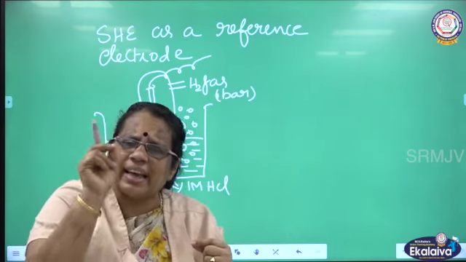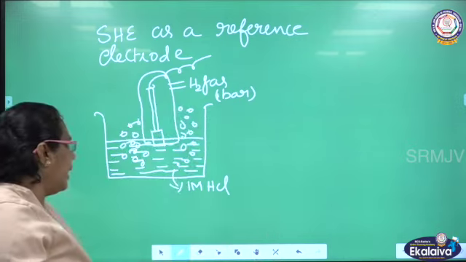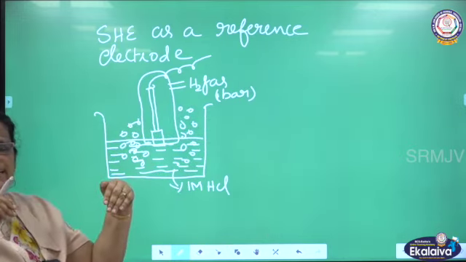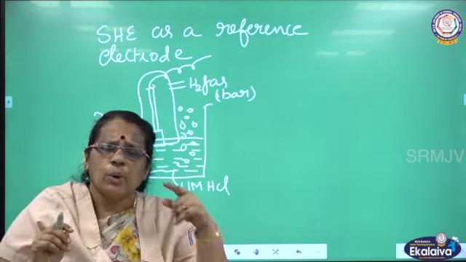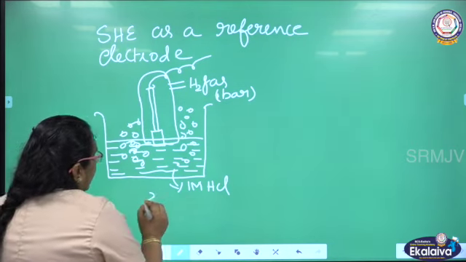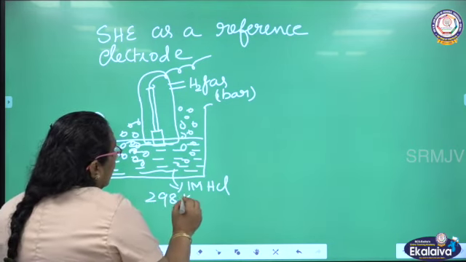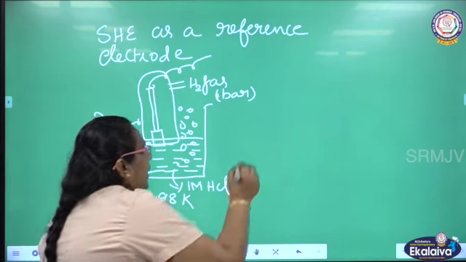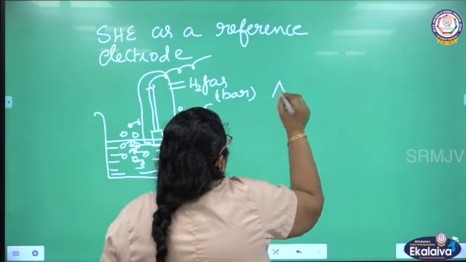Now hydrogen gas of 1 bar is sent inside, and this electrode is already immersed in the aqueous solution of 1 molar HCl. So what is the temperature here? The temperature is 298 Kelvin. So what are the reactions taking place? We are going to see two different types of reactions.